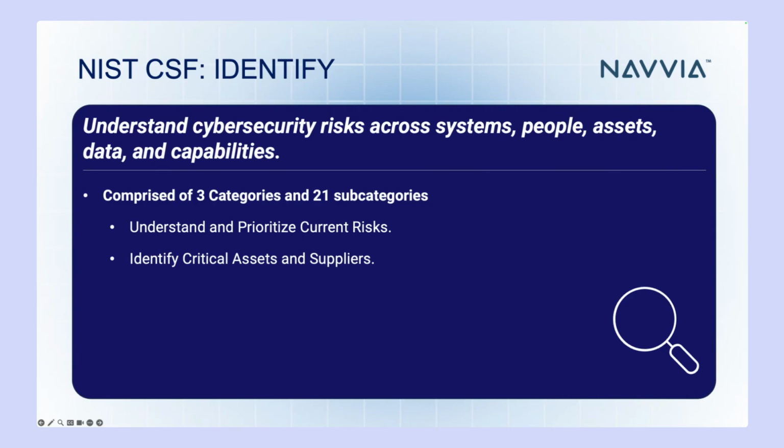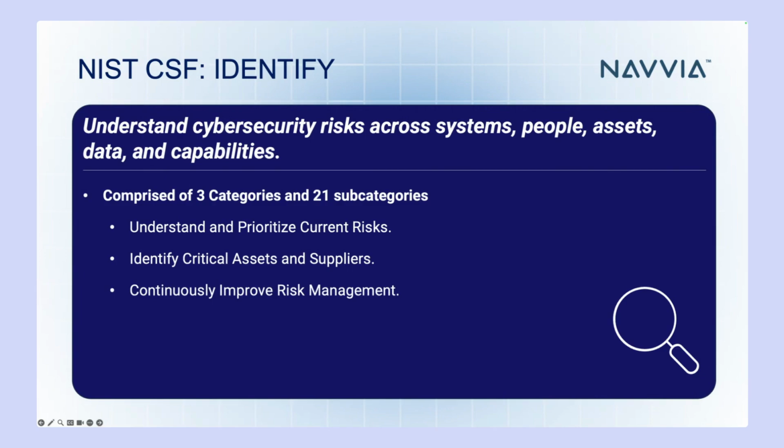You also got to look at your third-party suppliers. That could be managed service suppliers. It could be SaaS applications like Salesforce or ServiceNow. Again, a lot of people run their business on those tools, and if those things are impacted by a cybersecurity risk, or your data within those systems are impacted, that could be serious. So understand and prioritize current risks, identify critical assets and suppliers, and then continually improve the whole risk management process.